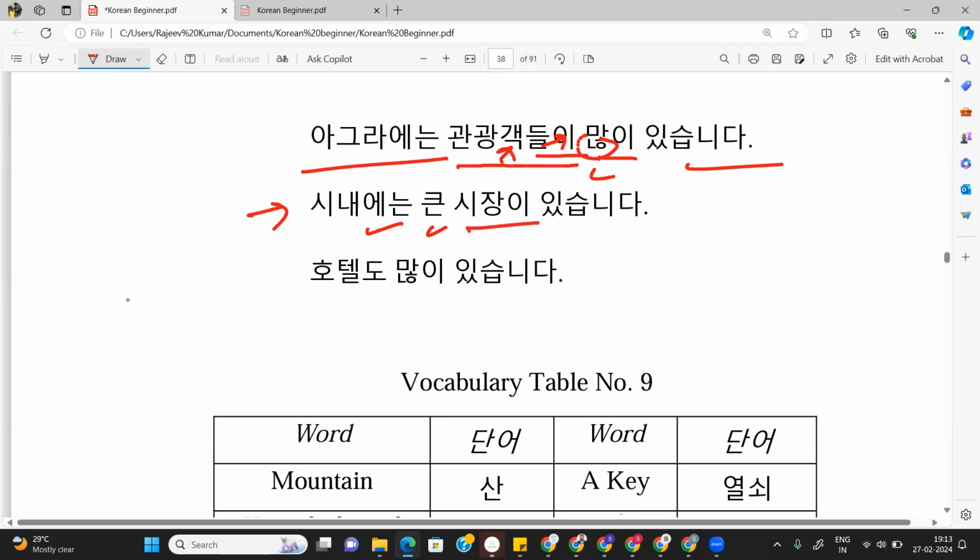Read this one. Sijangi. Sijangi Isamnida. Next. Next. Ho. It's a has. Correct. It's a ho or has, sir? Ho, ho. Ho. Hotel do. Yes. Hotel do. Mani Isamnida. Got it. Okay.